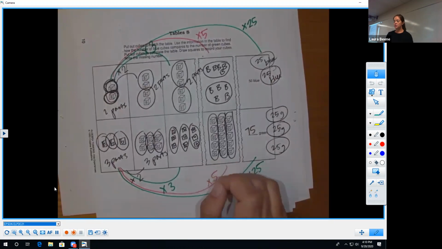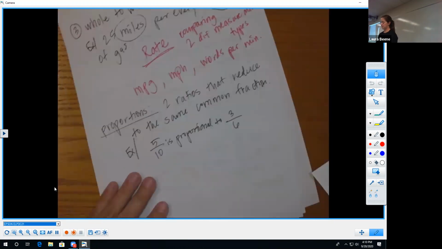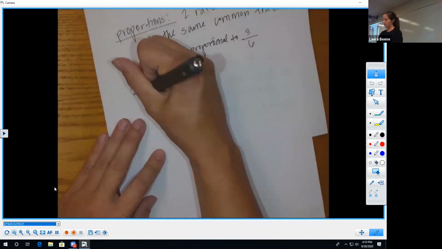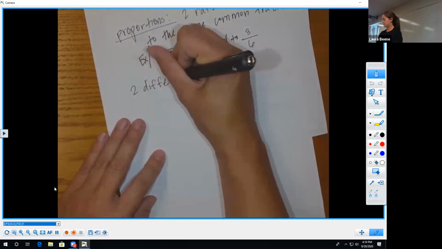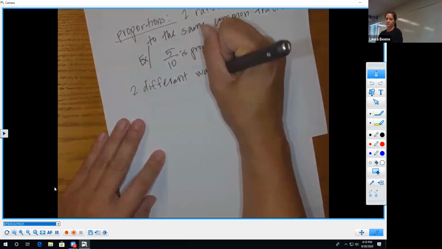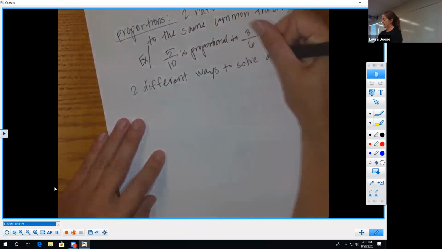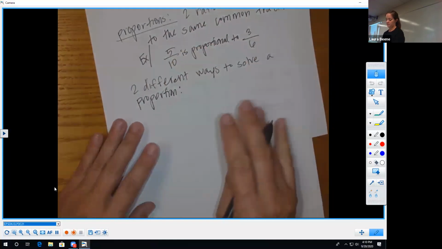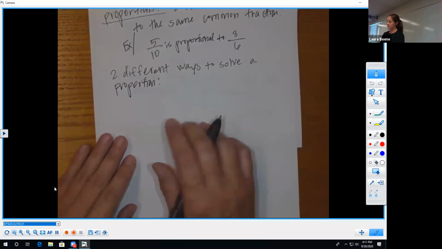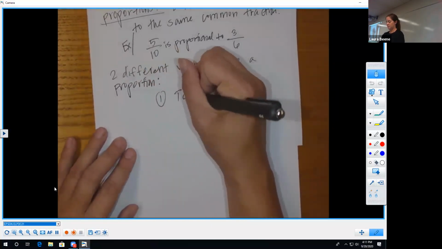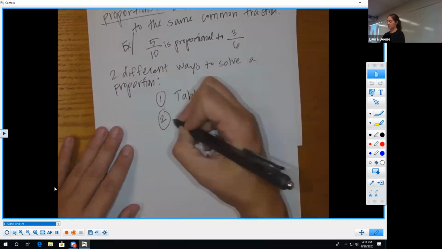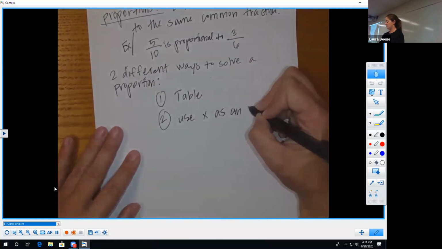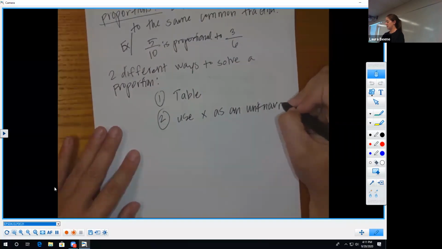Okay, so we can talk about a couple different ways to solve a proportion. Okay, so let's move into that. There are 2 different ways to solve a proportion, or 2 different ways we're going to use in this class. The first way is a table. And the second way is to use X as an unknown. And we're going to solve them the same way here.